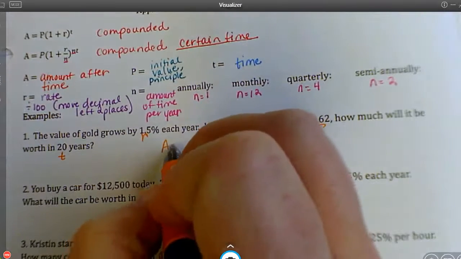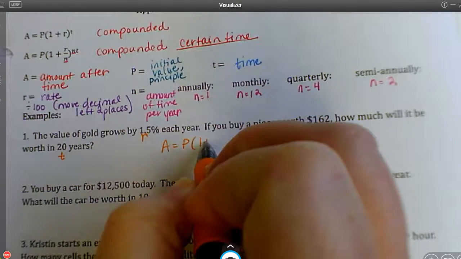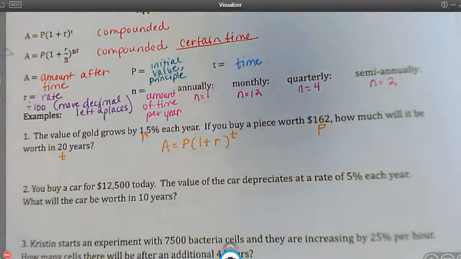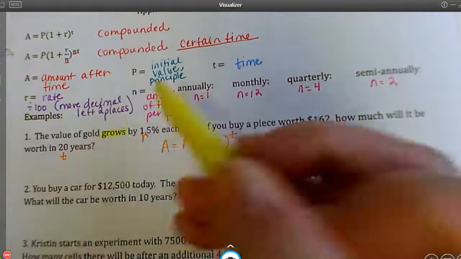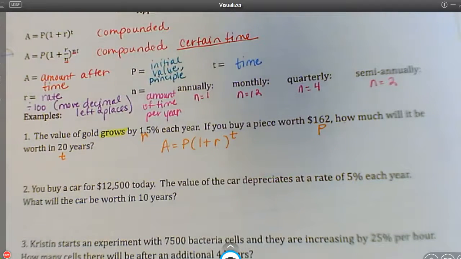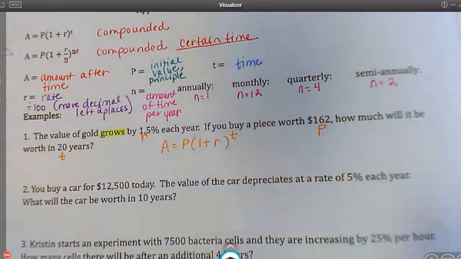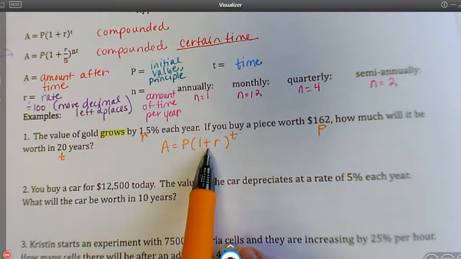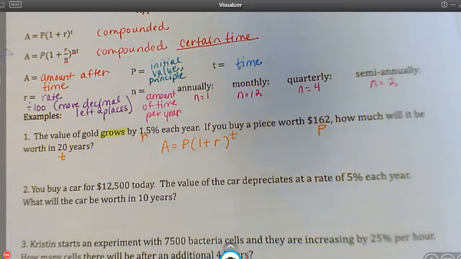Okay? So I'm going to use A equals P times 1 plus R to the T. You do need to keep in mind when you're doing these problems, this one says it grows by 1.5%. If it said it decreased or decayed, you would have to put a negative where the R is. Keep that in mind. I'll show you that in a little bit, but it grows, so we're good. And then we just need to put the numbers that it gives me in the right places.